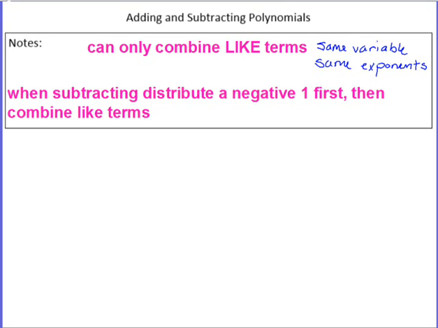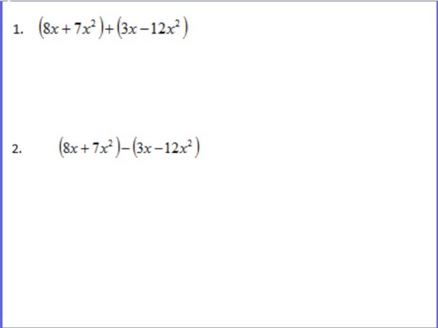And then when you're subtracting, we're going to distribute a negative 1 first. Instead of trying to subtract every time because it gets confusing, we're going to distribute a negative 1 and then combine like terms. I'll show you what that means on the example. Okay, so here's some examples. The first problem we have is addition. So 8x plus 7x squared plus 3x minus 12x squared.